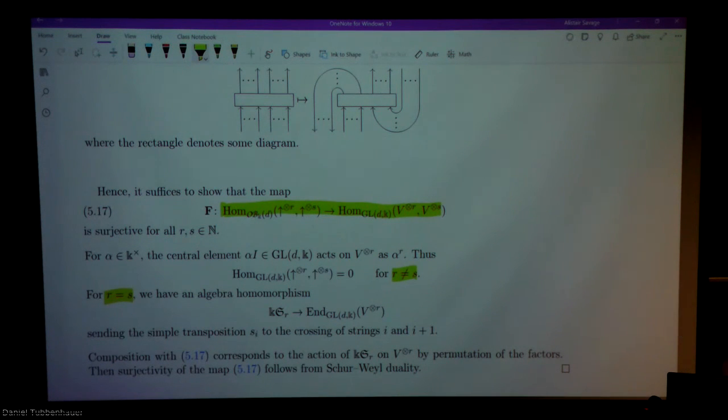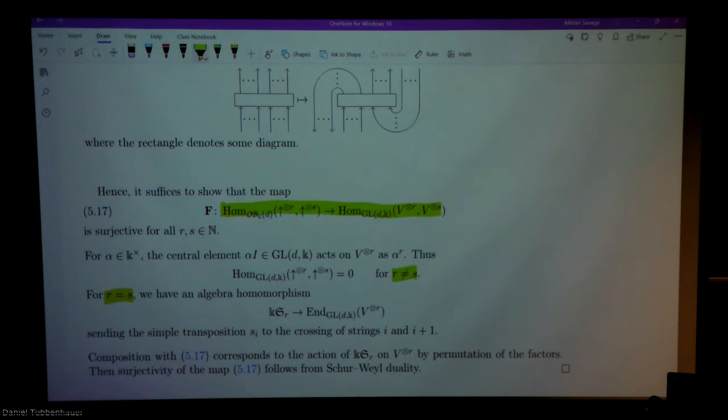The diagrammatic side is not hard to see. You can't draw any diagrams joining R up arrows at the bottom to S up arrows at the top if R is not equal to S, because you can't create up arrows. There's no morphism that does that. But to show it's surjective, what's more important is that the right-hand side is 0.